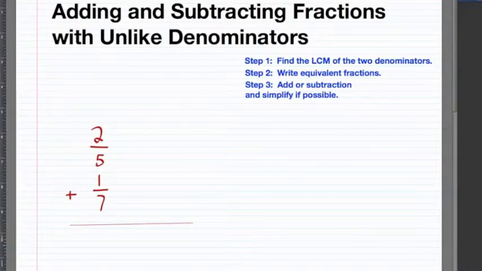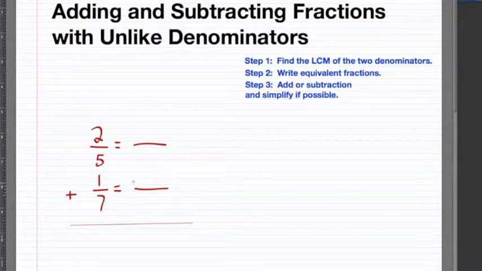So for the first example here, I have 2/5 plus 1/7. So hopefully we recognize right away that we don't have common denominators. But we need to have a common denominator in order to add or subtract fractions. So my first step is I have to find the least common multiple of the two denominators. And the least common multiple will give us the least common denominator. And that's what we're looking for, a common denominator, the smallest common denominator.